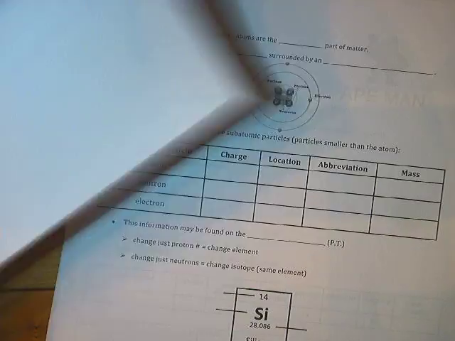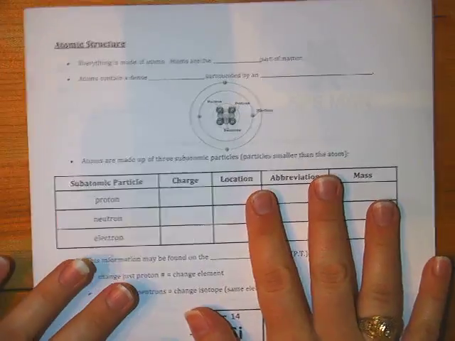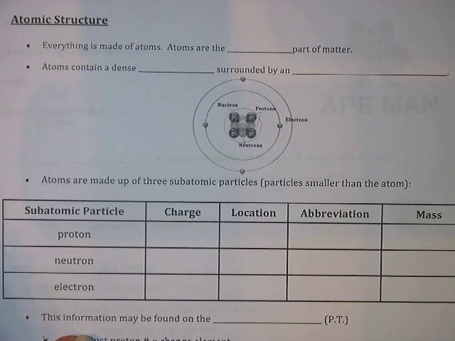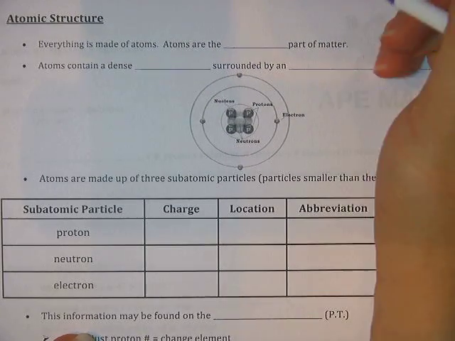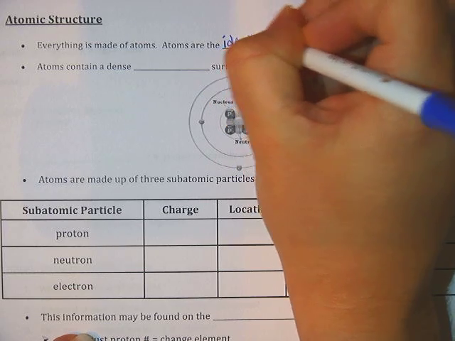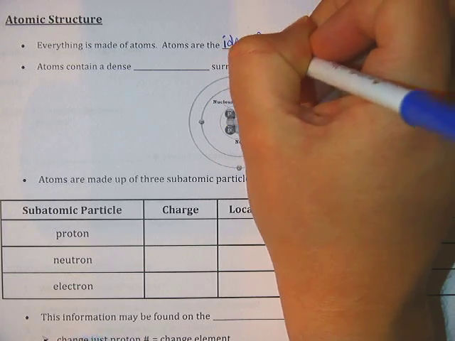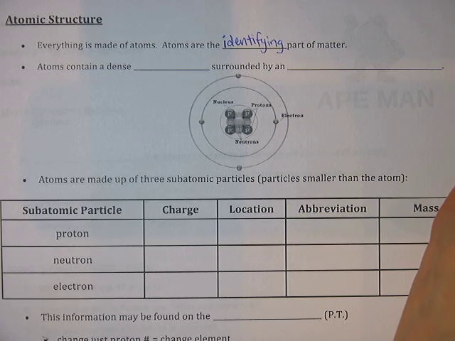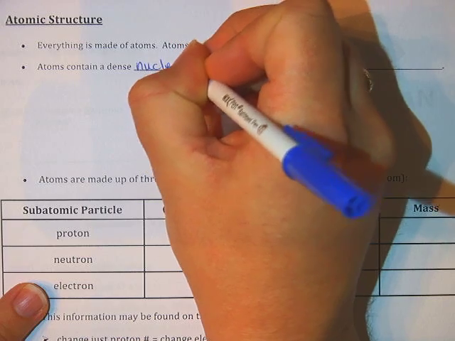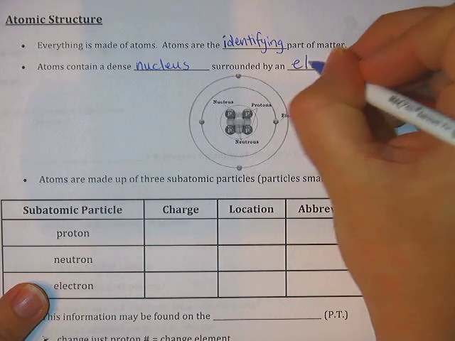Okay, let's look at page 64. Page 64 looks like this. And we're going to talk more in depth about the structure of the atom. Everything is made of atoms. Atoms are the identifying part of matter. We can use atoms to identify what kind of matter we have. Atoms contain a dense nucleus surrounded by an electron cloud.